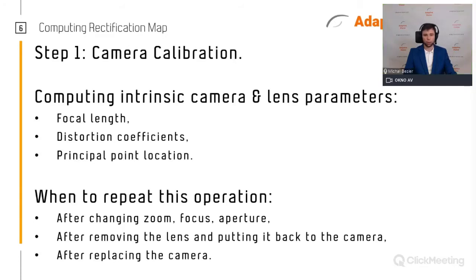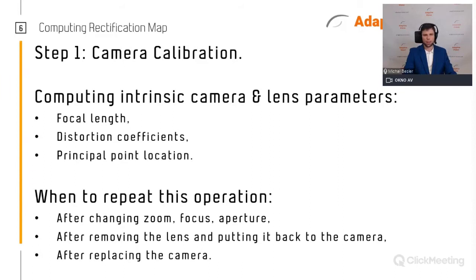Then, removing the lens and putting it back again will also maybe not destroy, but will also influence the calculation, and it will not be exactly the same setup as we prepared before. Even replacing the camera with practically exactly the same model will void such parameters. So it is very important to remember about these requirements.